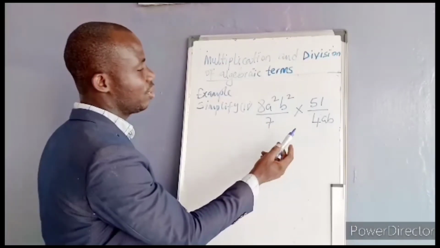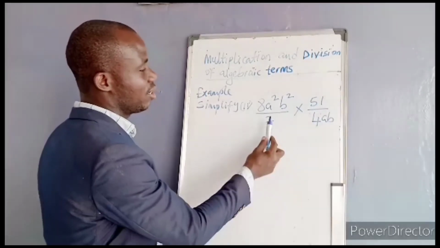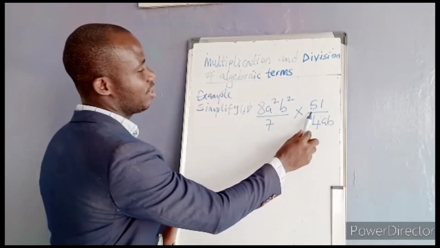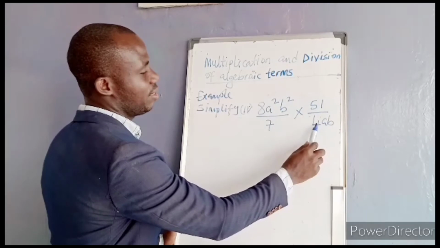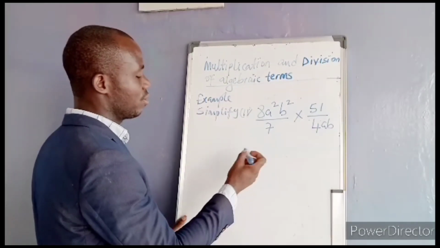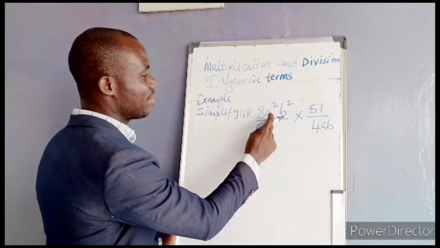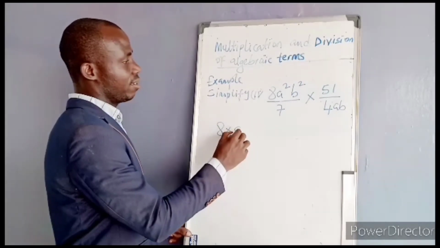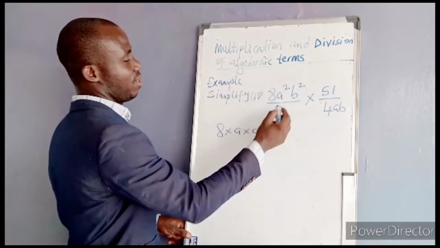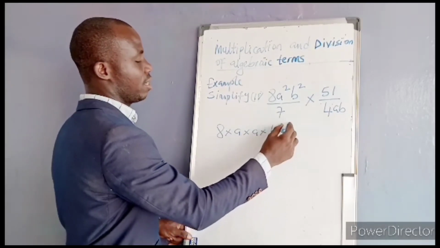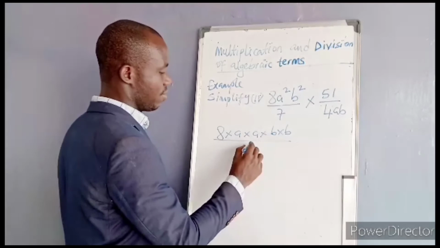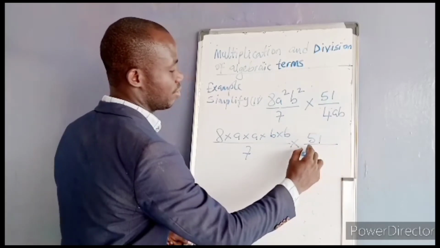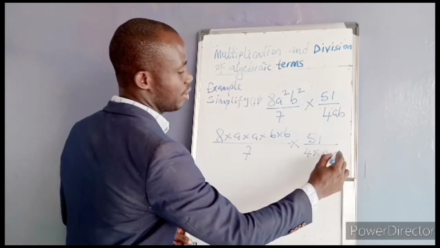Now, this question contains both division and multiplication. You see, 8a raised to the power 2, b raised to the power 2, divided by 7, times 51, divided by 4ab. So, we make it easier for ourselves by expanding them. That is 8 times a times a, because they are a square, times b, divided by 7, times 51, divided by 4, times a times b.